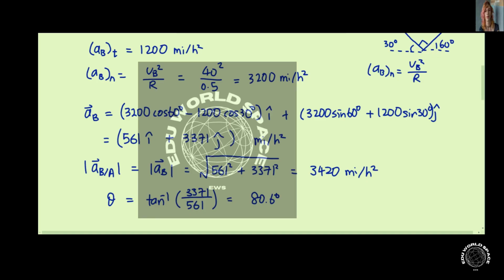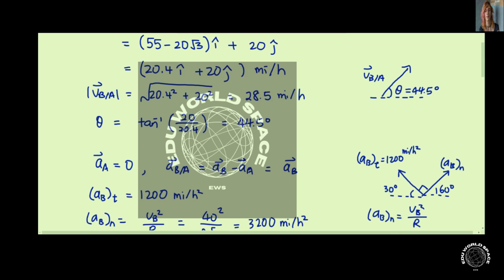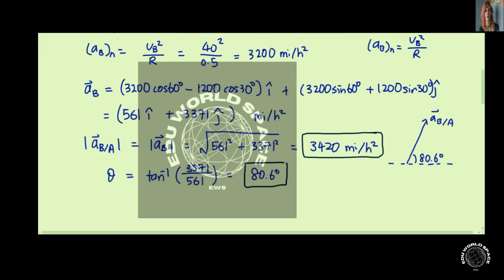Just draw the diagram out. 80.6 degrees will look something like this. This is the acceleration of B relative to A. So just boxing up the answers. This is the magnitude and the direction of the relative velocity in the diagram, and then this is the magnitude of the relative acceleration, and then this is the direction. And so that's all for this question.